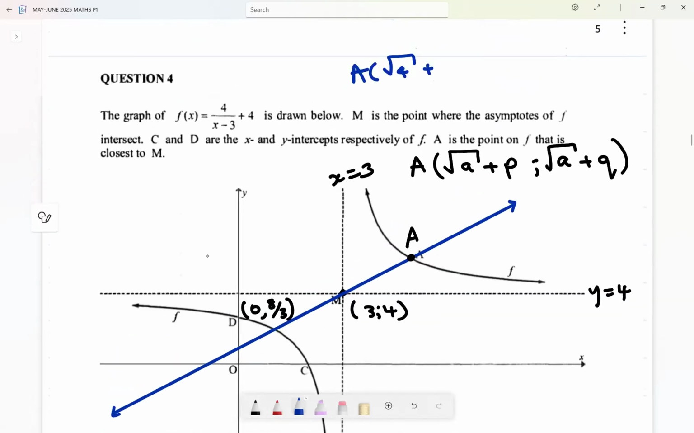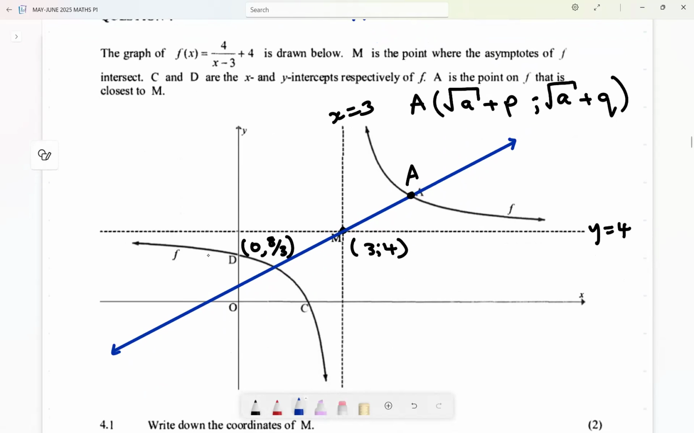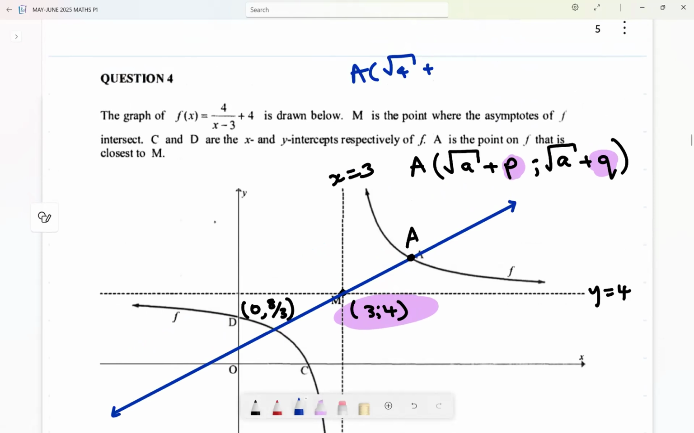Let me confirm something, guys. P and Q are my coordinates here, because they are closest to M. So do not confuse yourself. P and Q are those coordinates. What is P? P is 3. And then here I have square root of 4 plus what is Q? Q is 4. So here I'm having square root of 4, which is 2, plus 3, it is 5. And then square root of 4, which is 2, plus 4, it is 6.